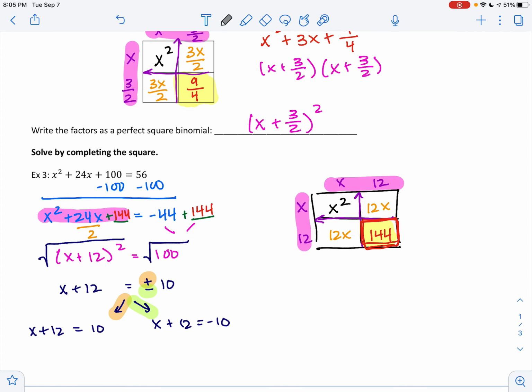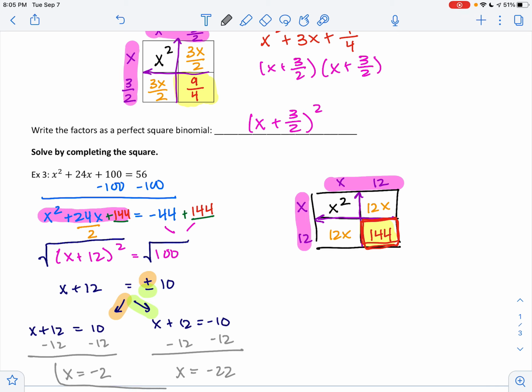To solve this first equation, I'll subtract 12 on both sides, and I'll get x equals negative 2. On the second equation, I'll subtract 12 on both sides, and I'll get x equals negative 22. So here I have 2 solutions, and those 2 solutions are negative 2 and negative 22.